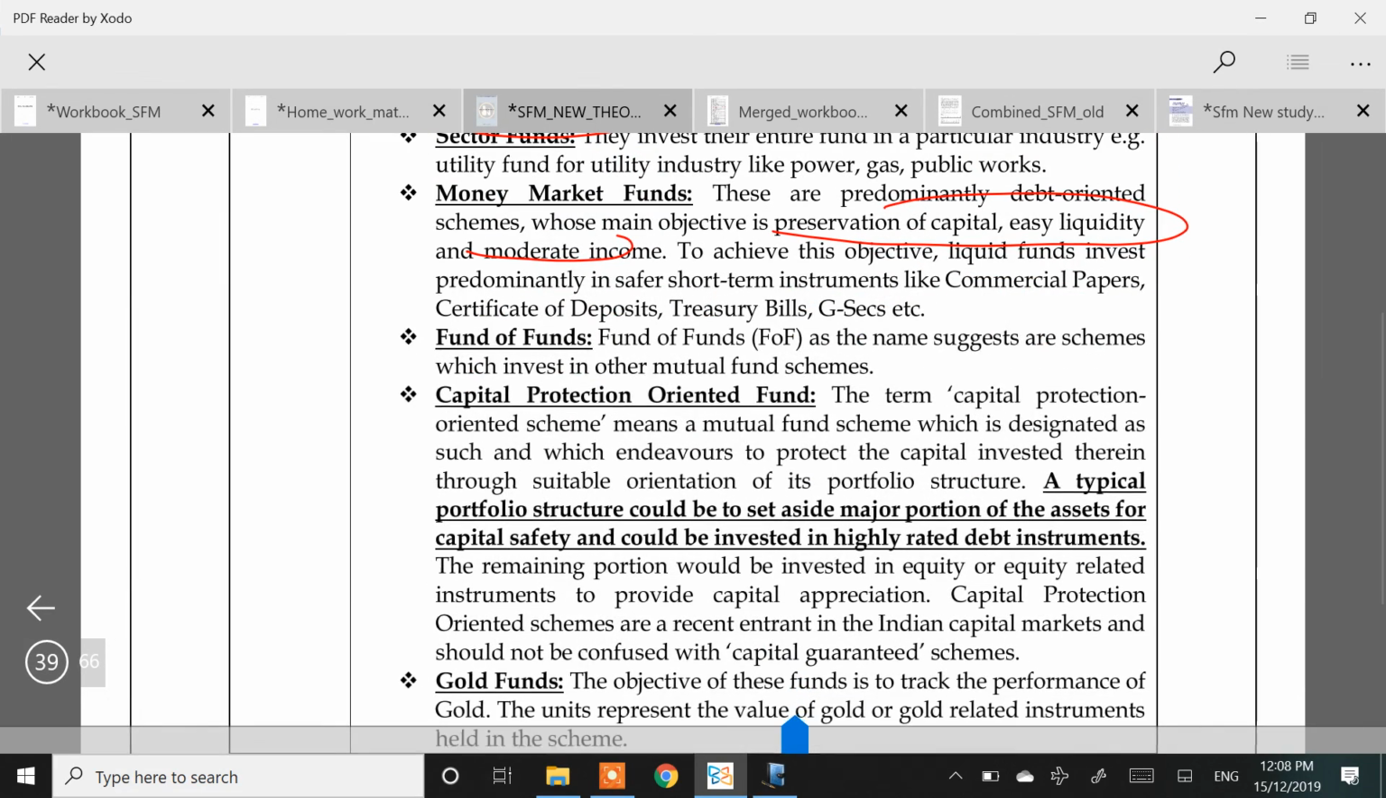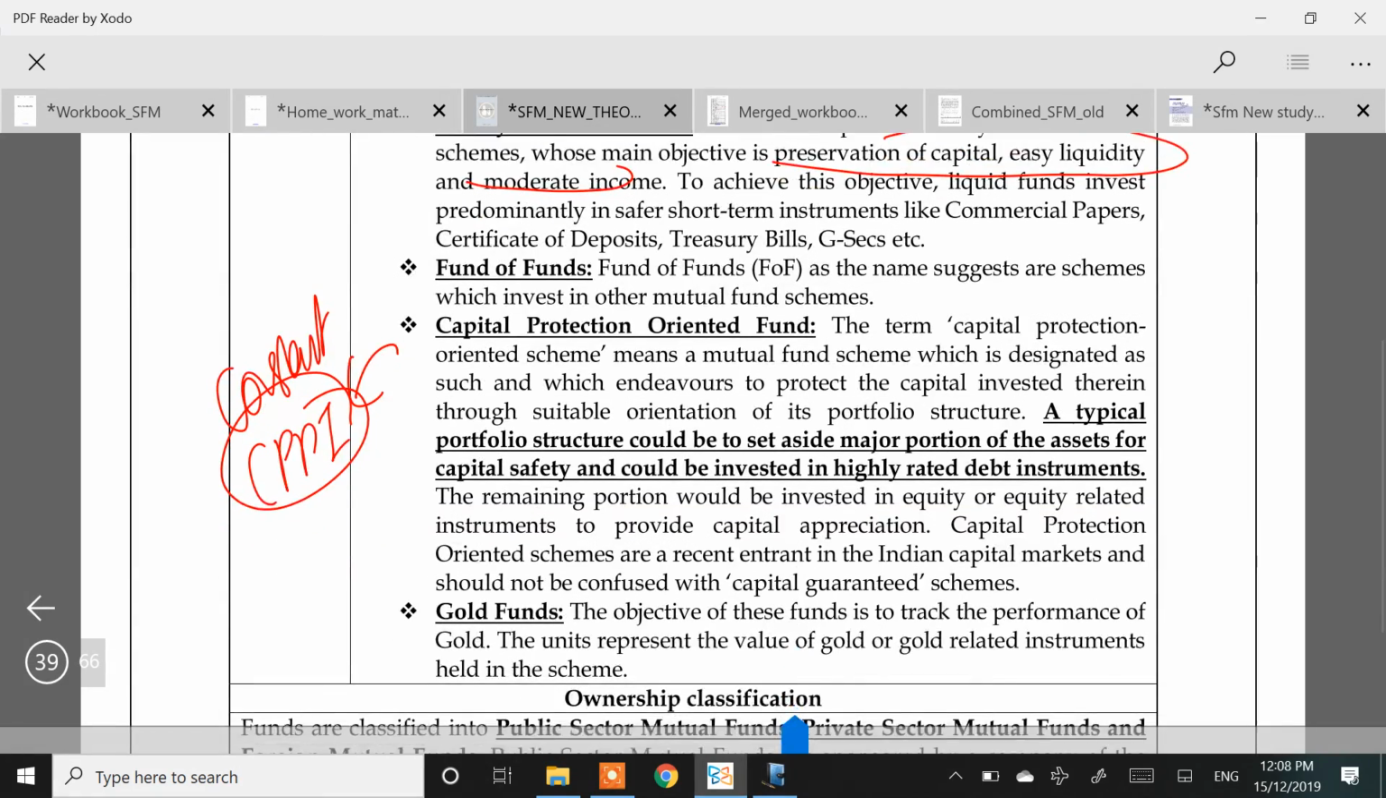You have capital protection oriented funds. There is a base amount which will be invested. This is where your constant proportion portfolio insurance, CPPI, strategy will come in. The base amount will be invested in risk-free securities and any amount above that will be invested in risky securities. Gold funds are those which will invest only in gold.